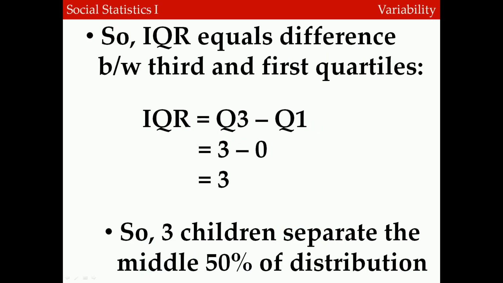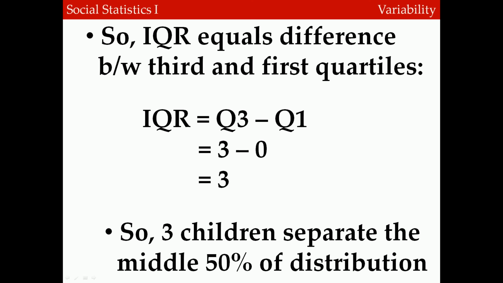Now that we have the first quartile and the third quartile, we're just going to take the difference between those two to calculate the interquartile range. And so our third quartile is 3, our first quartile is 0, 3 minus 0 is 3. And so what does that tell us? Well, it tells us that 3 children separate the middle 50% of the distribution.